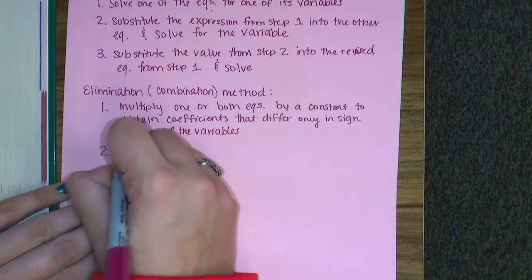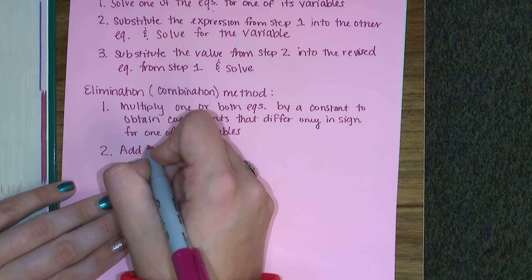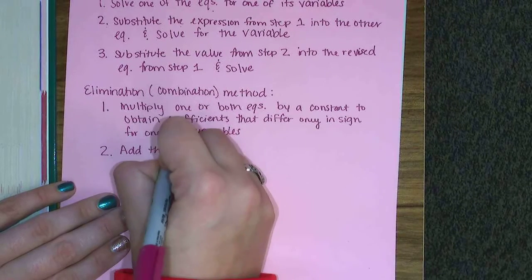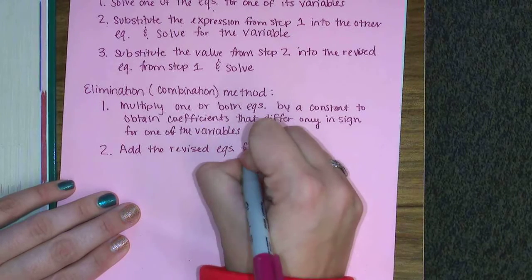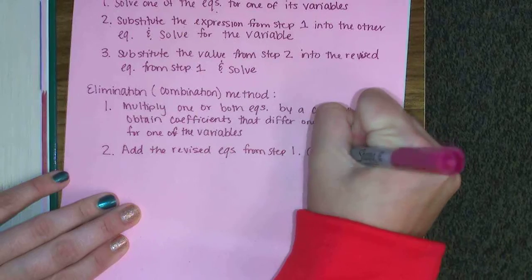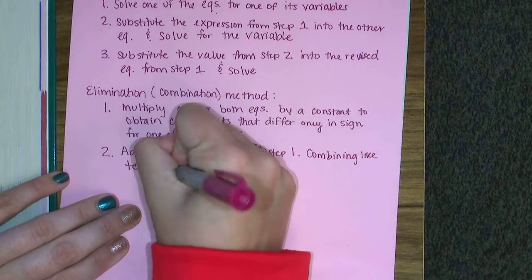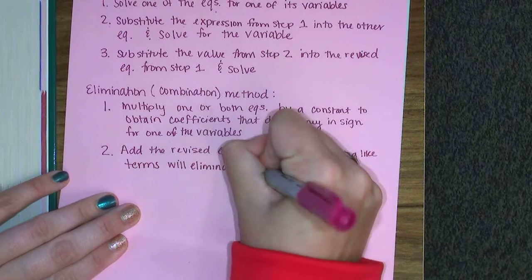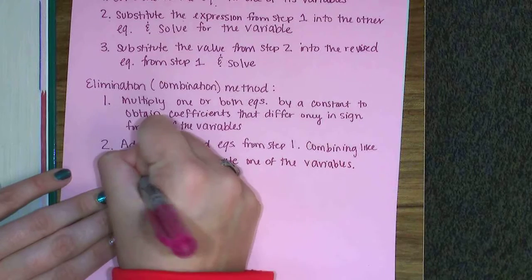Two, we want to add, or subtract. I'm just going to always say add because you're going to want to have the signs being opposite. That's the way I teach it. So add the revised equations from step 1, combining like terms, we'll eliminate one of the variables. Solve for the remaining variable.